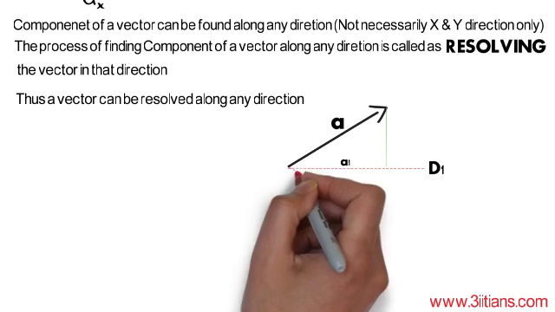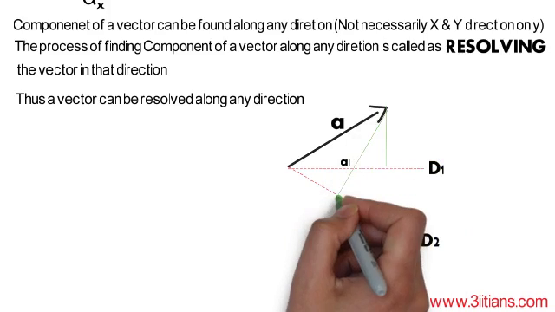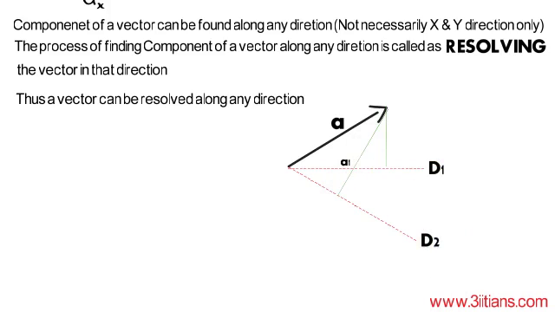Similarly, let us choose any other direction D2 and we want to find the component of the vector along that direction. We will drop a perpendicular from the head of the vector onto D2. The length from the tail of the vector to the foot of the perpendicular will be defined as the component of the vector A along the direction D2.